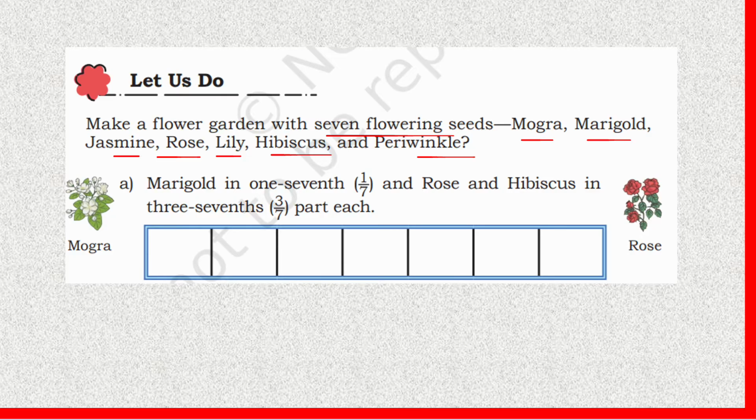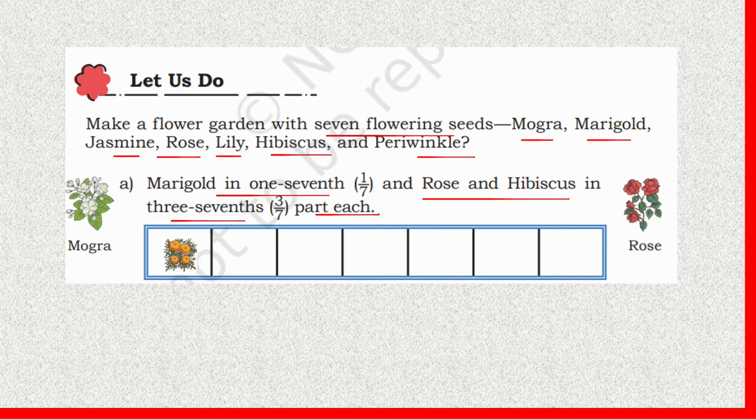See, first one, marigold in 1/7 or 1 by 7, and rose and hibiscus in 3/7 part each. 3 by 7 part each. Total how many parts are there? Total 7 parts. The garden is divided into 7 equal parts. So, marigold in 1/7. Out of 7 parts, 1 part contains marigold.